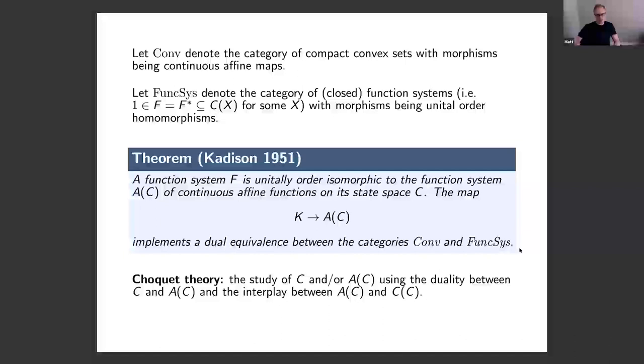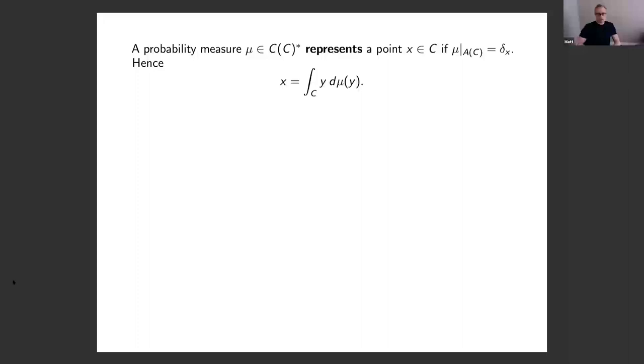So say that a probability measure on the space of continuous functions on our compact convex set represents a point x in the convex set if, when it restricts down to the continuous affine functions, it's equivalent to the point evaluation at the point x. So what you should think of this as saying is that x is really the integral against the measure mu of the points in C. So in particular, it's a generalization of saying that x is a convex combination of points in C. This is really the right, if you like, infinite dimensional generalization of a convex combination.